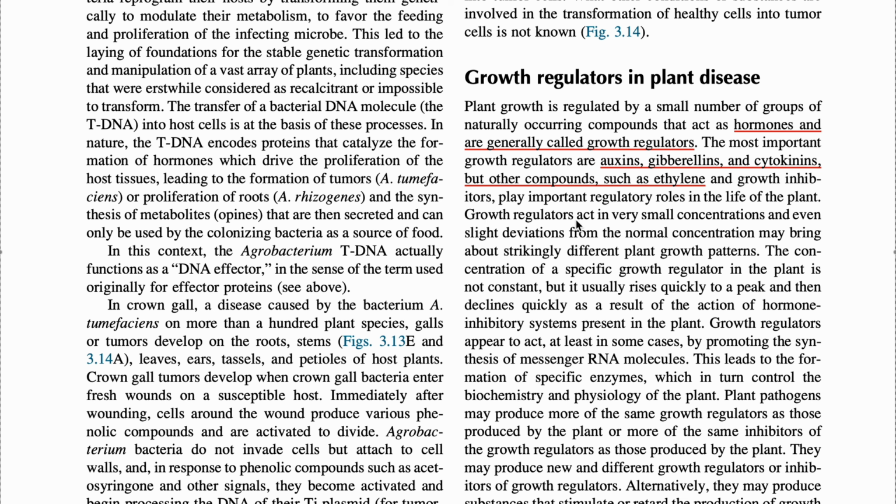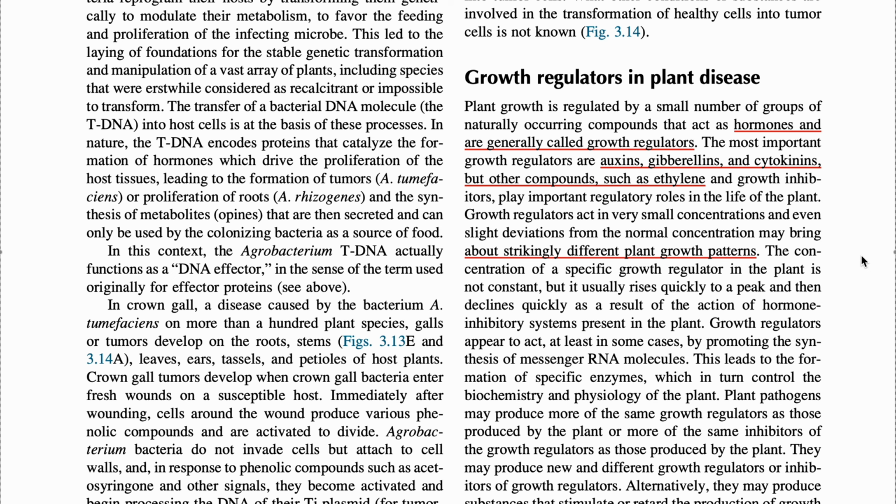Now, these growth regulators act in very small concentration, and even slight deviation from the normal concentration may bring about strikingly different plant growth patterns. Like, we have heard of Bakanae disease of rice. So, Bakanae disease of rice is caused by what? This gibberellin. And this disease is also called foolish seedling. From that disease, this gibberellic acid was first discovered.